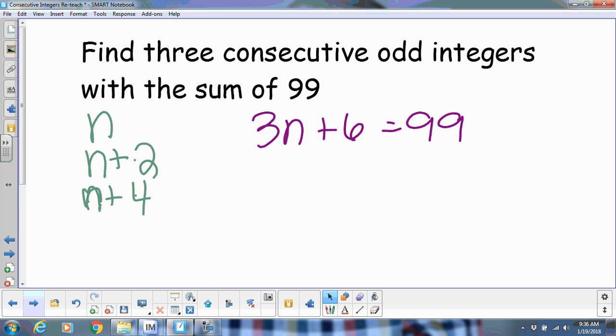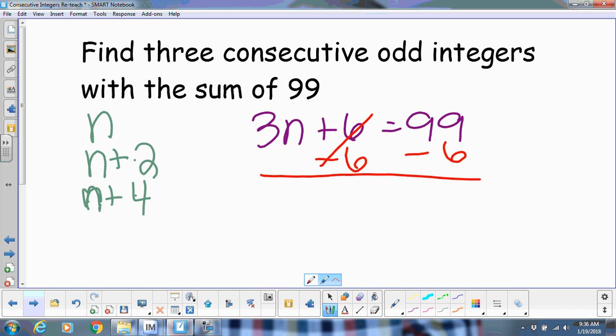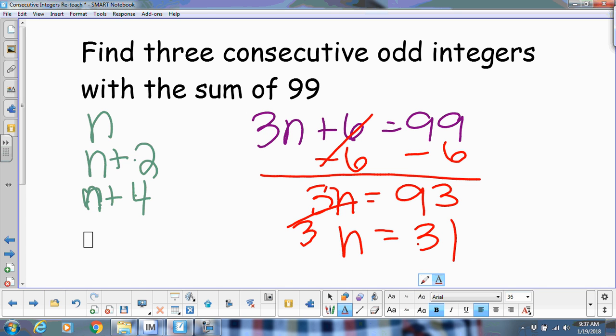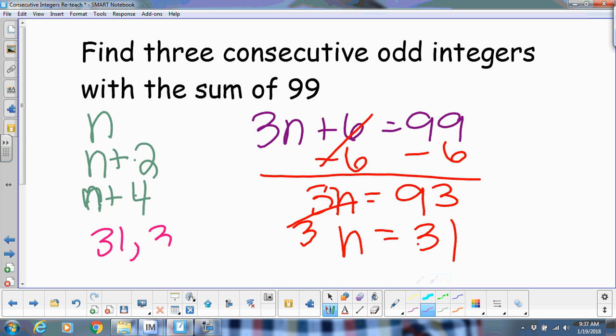All right, so you're going to start by subtracting your 6. And n would equal, because we're dividing by 3, n would equal 31. That is your first one, 31. And consecutive odd means the next ones are going to be 33 and 35.